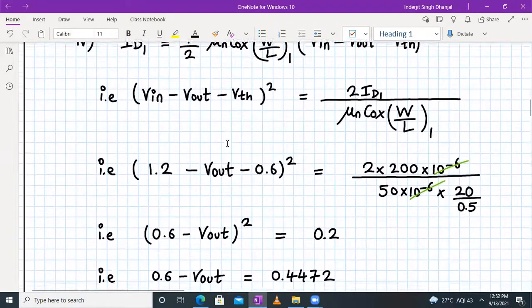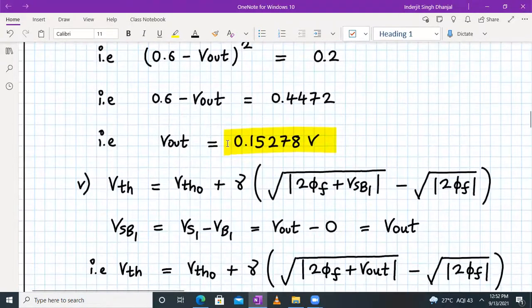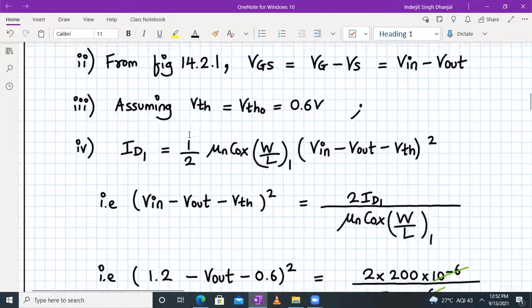Now we know that the threshold voltage will change with body effect. So we'll calculate the new value of VTH. VTH will be equal to VTHO plus gamma into square root of twice phi f plus VSB, minus square root of mod of twice phi f. So see, twice phi f value is available, even the gamma value is available, even the VTHO value is available, right? But VSB1, what is VSB1? Let us check that from the circuit diagram.